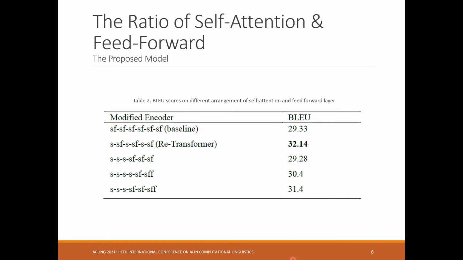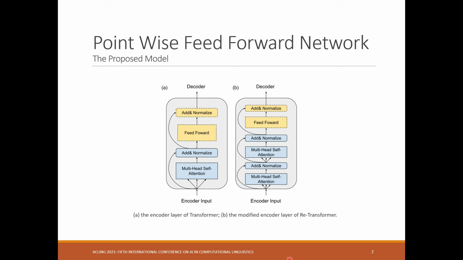The first column of the table is the original transformer, which only got a 29.33 BLEU score, but our Retransformer SSF, SSF, SSF got 32.14. So we think if the encoder is modified, the model performance will be better than the transformer. Such a 2-to-1 combination of self-attention and feedforward layers outperforms other combinations and becomes the basic building block of the proposed Retransformer.